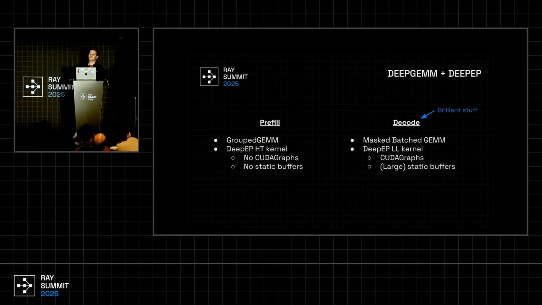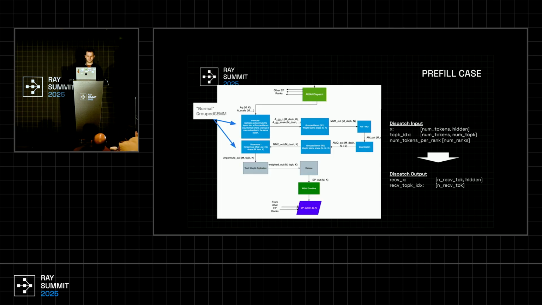There's no static buffers. They're designed to be a little bit more dynamic to deal with all the different shapes that you're going to have during a prefill pass. On the decode side, they're really heavily optimized for low latency, and they're compatible with CUDA graphs. And I think, in particular, the DeepGEMM, DeepEP low latency case for decode was one of the most brilliant releases of 2025 in the open source world. And so I'll talk through this really special kernel.